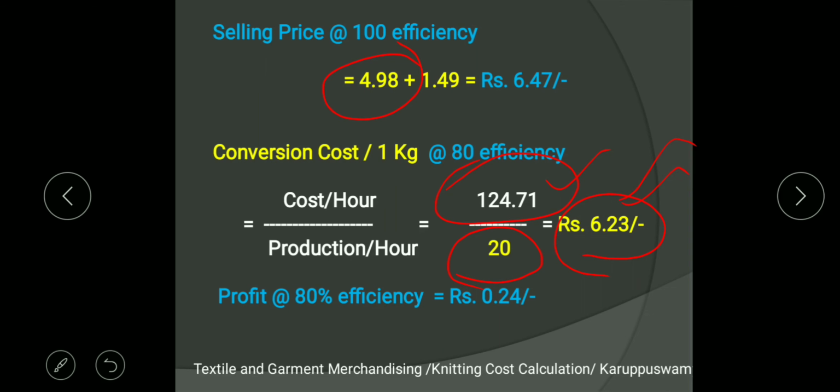So here, if you quote the cost 6.47 rupees to the buyer, then in that case, if you are able to run your factory only at 80% efficiency, then your profit will be only 0.24 rupees for 1 kg conversion. So it is very less profit. That is almost 1 or 2% only profit you will get.